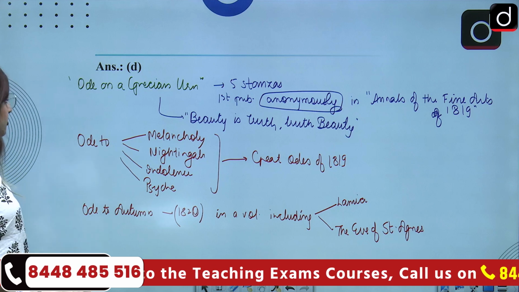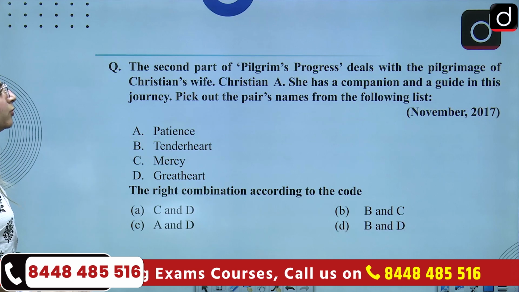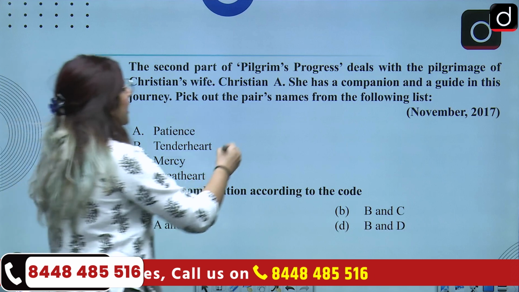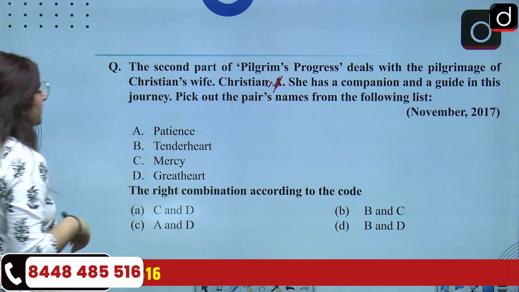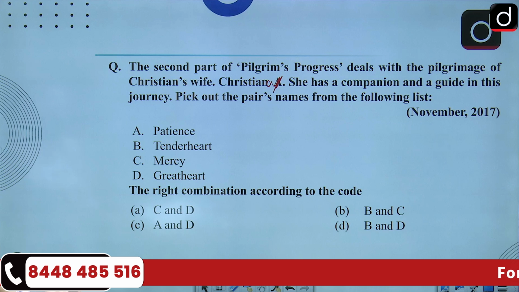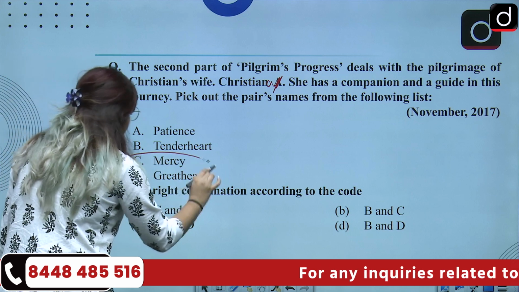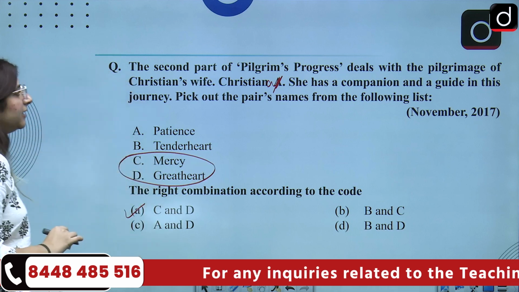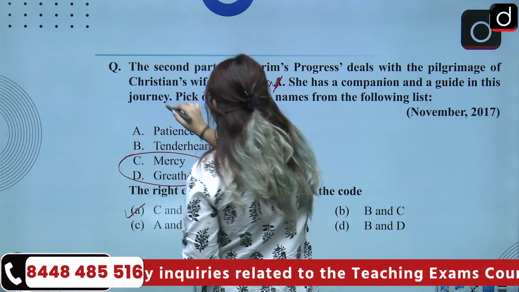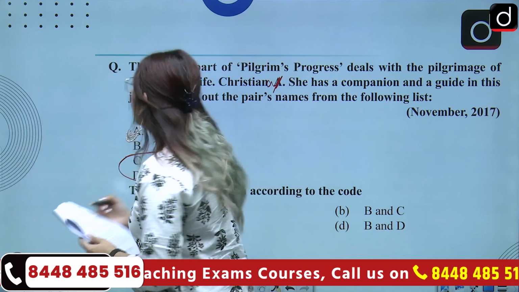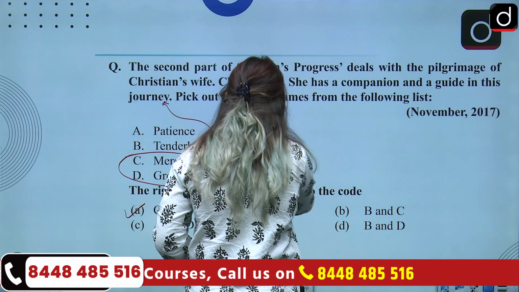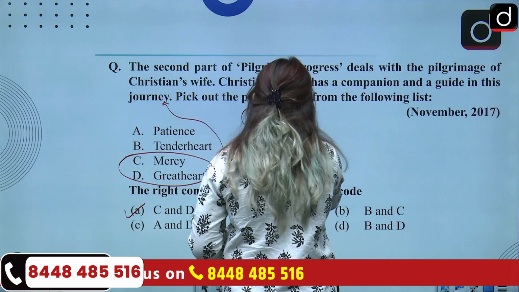All right. So next question, the second part of Pilgrim's Progress deals with the pilgrimage of Christian's wife, Christiana. She has a companion and a guide in this journey. Pick out the pair's names from the following list: Patience, Tenderheart, Mercy, Greatheart. What is the right answer that she has as companions? C and D, that is Mercy and Greatheart. These are the people who are the companions on her journey. So we have talked about it, let's just note down the full title. The full title stands here, The Pilgrim's Progress.